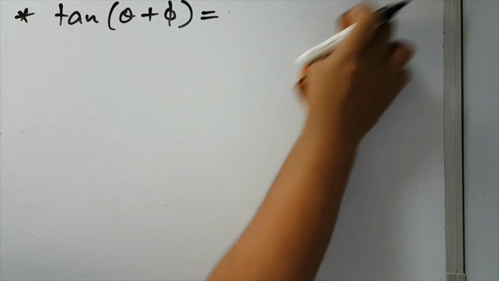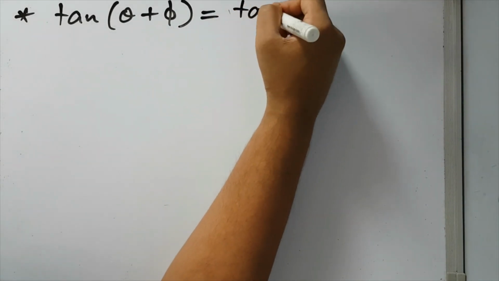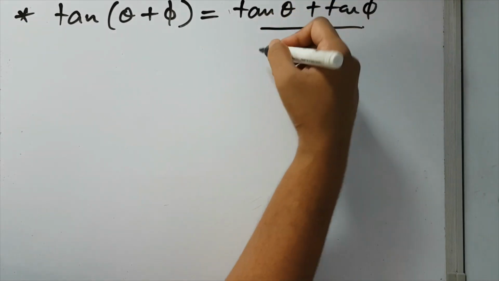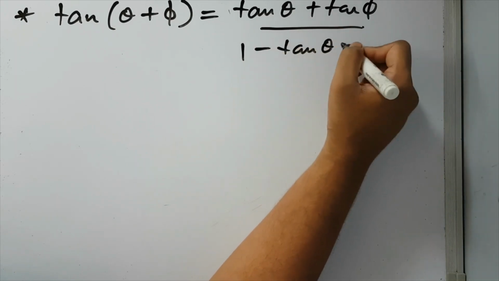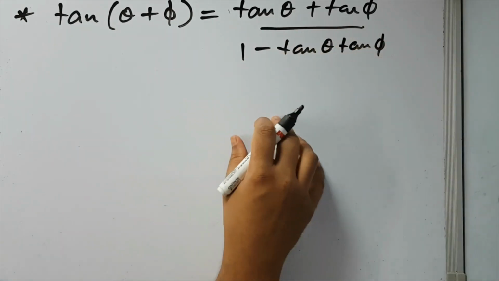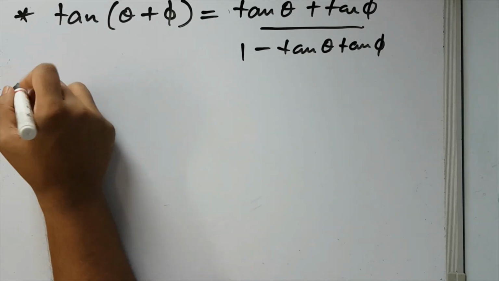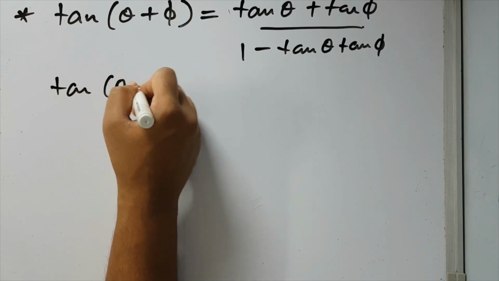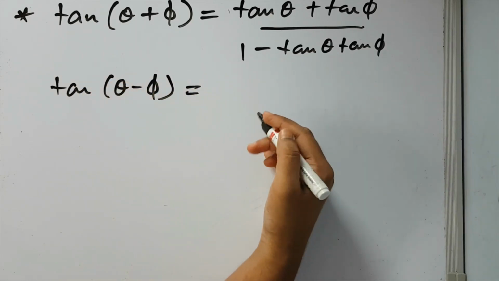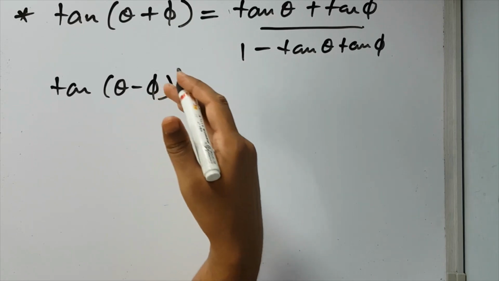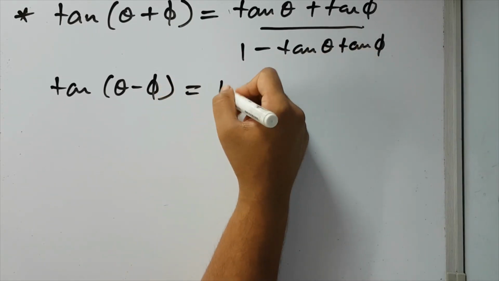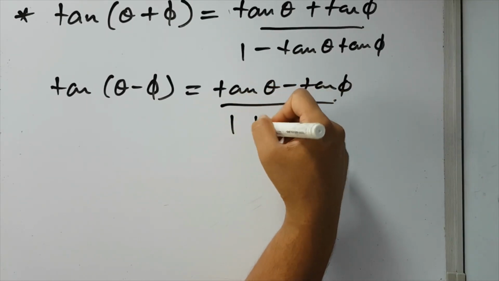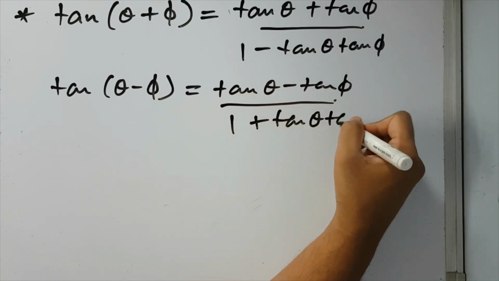What is tan(theta plus phi)? It is tan theta plus tan phi, divided by 1 minus tan theta tan phi. Alright, now from here you could find tan(theta minus phi), and what would that be? You know tan of minus phi is minus tan phi, so just plug in that value. You would get tan theta minus tan phi, divided by 1 plus tan theta tan phi.